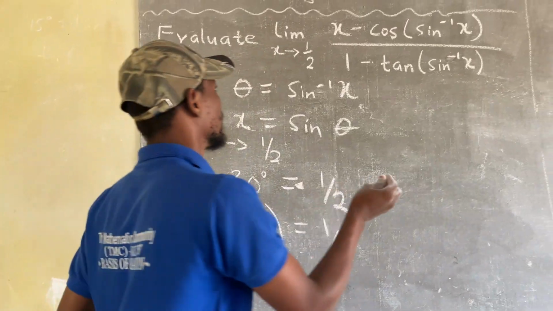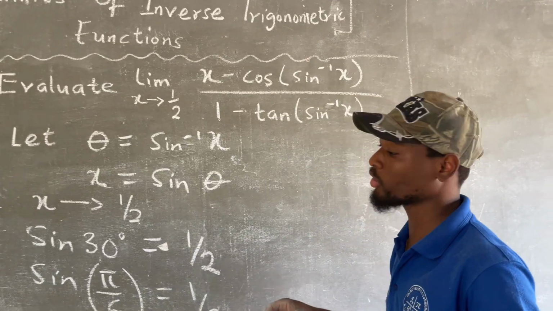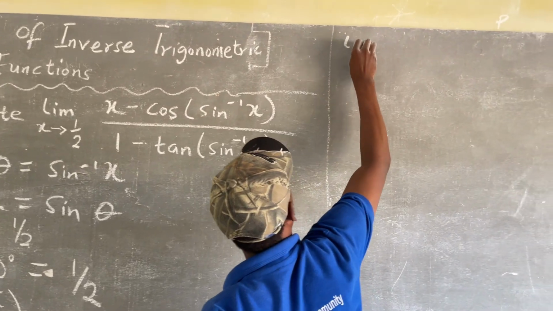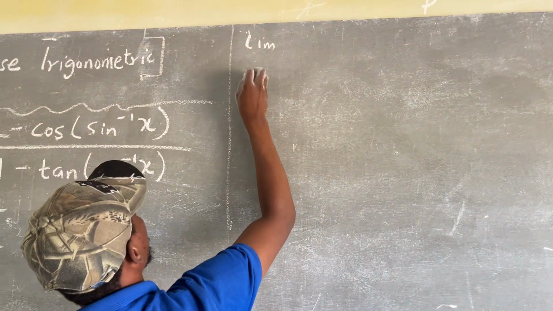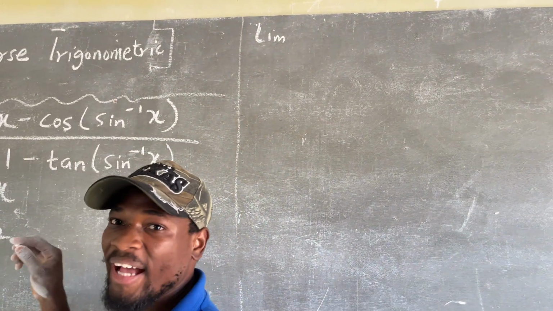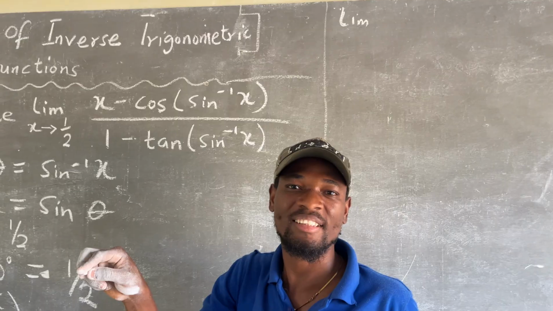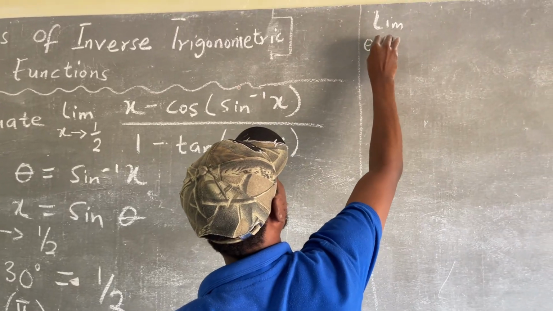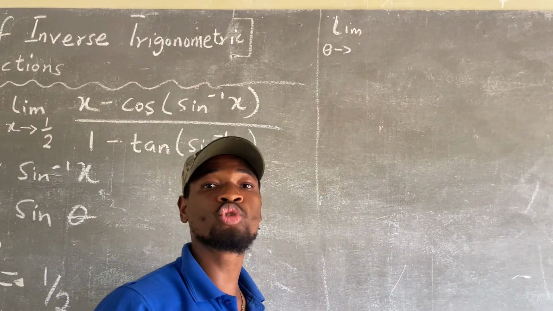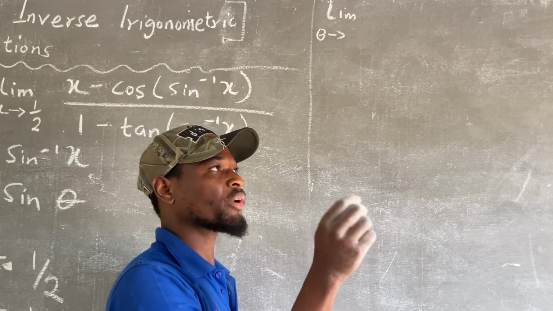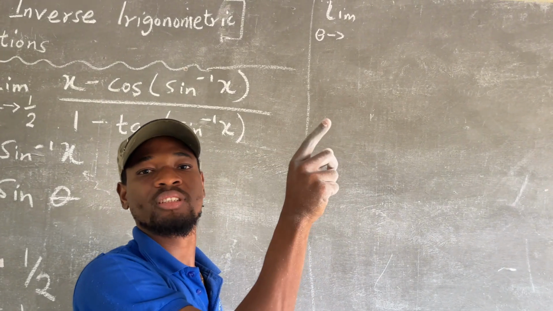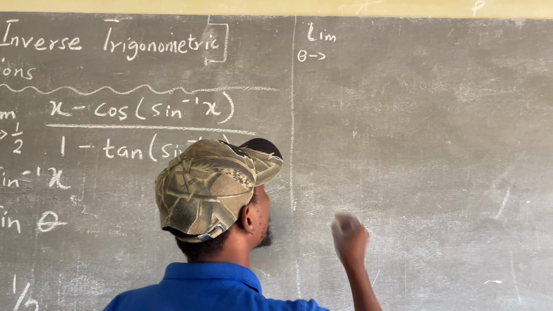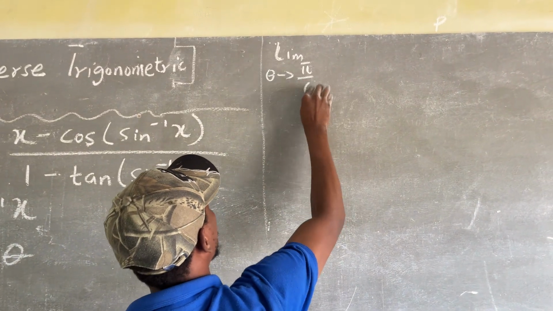Let's do substitution. So I have limit as x approaches half. Now I'll work in theta. So as theta approaches, viewers, permit me to work in radians. On your calculator, you have mode plus shift, then you move to number 4. Number 4 simply means you are working in radians. So I have pi on 6.